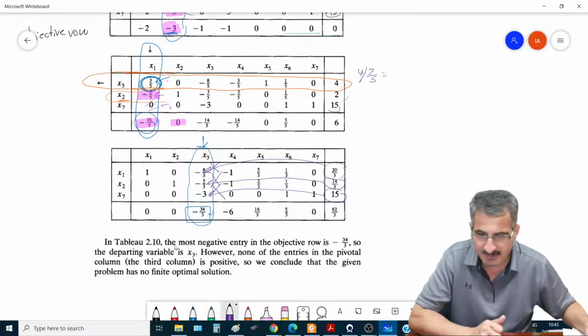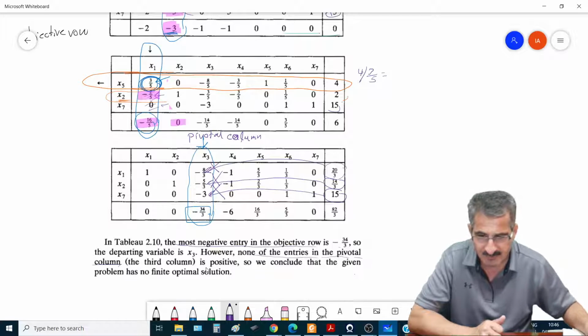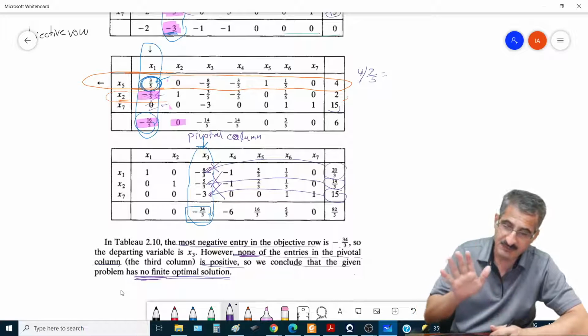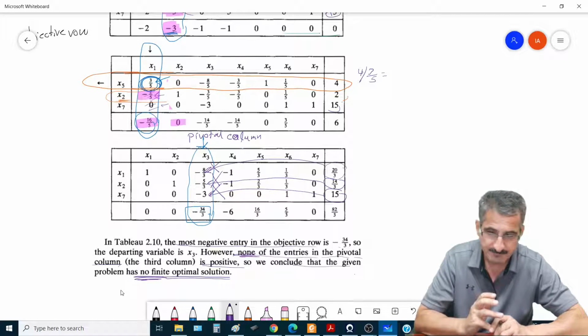So the most negative entry in the objective is this. However, none of the entries in the pivotal column are positive. So this column is called the pivotal column. So we conclude that the given problem has no finite optimal solution. You can make the solution as big as you want by increasing the value of x3. x3 is unbounded because of that.